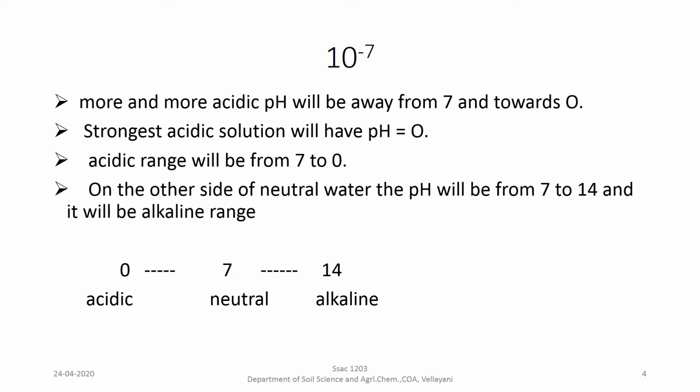Hence, the hydrogen ion activity of a solution can vary from 10 raised to 0, as in the case of a normal solution of strong acid, to 10 raised to minus 14, as in the case of a strongly alkaline solution. But the product of the concentration of both the hydrogen and hydroxyl ions will always be 10 raised to minus 14. So the acidic range will be from 7 to 0, and the alkaline range will be from 7 to 14.